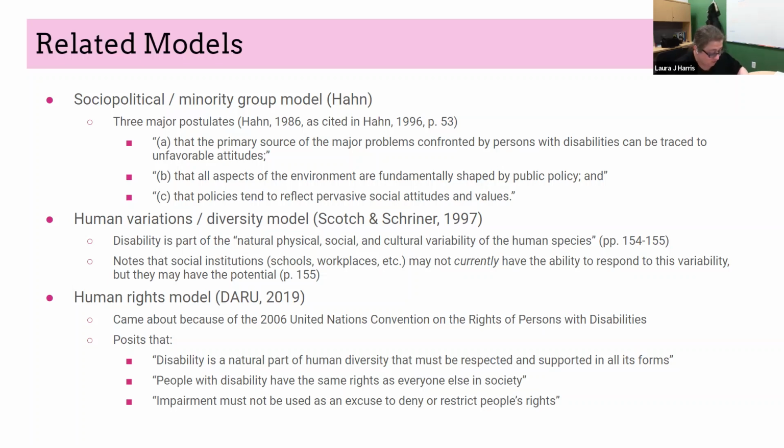Another related model is the human rights model, and this was born out of the United Nations Convention on the Rights of Persons with Disability. And as related to the diversity model, one of the things they argued is that disability is a natural part of human diversity, and that people with disability should have the same rights as everyone else, and that their impairment shouldn't be used as an excuse to deny or restrict rights.